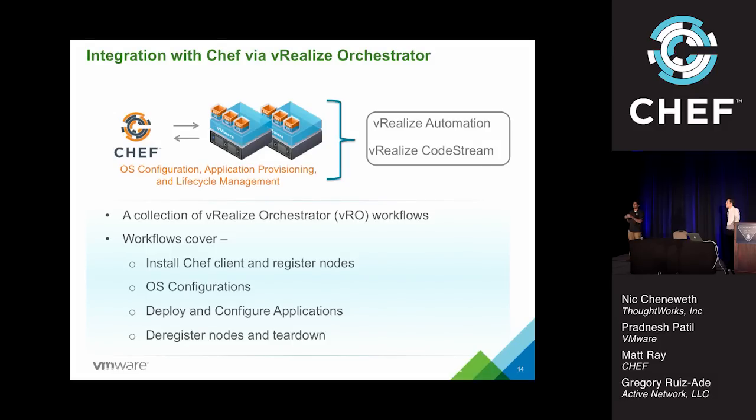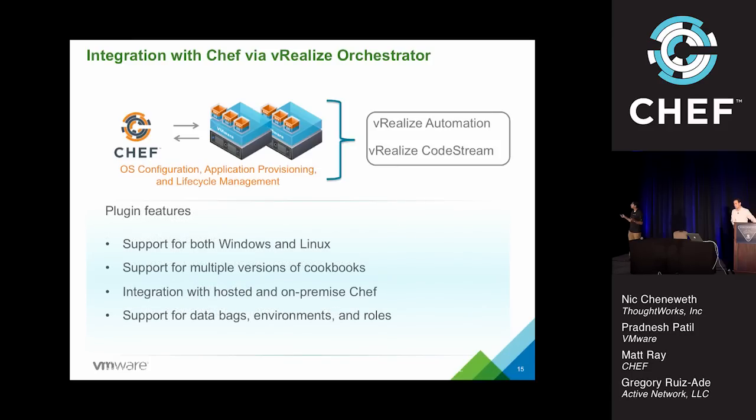Once it's done, the next thing is you want to clean up, right? You want to say the job of the deployment is done and just tear it down. We will have a workflow to deregister the node from the Chef server and do the tear down of the machines. And this will be available in vRealize Orchestrator. And now Matt will go deeper into the plugin features, exactly what we are going to support and what functionality from Chef we are going to support.